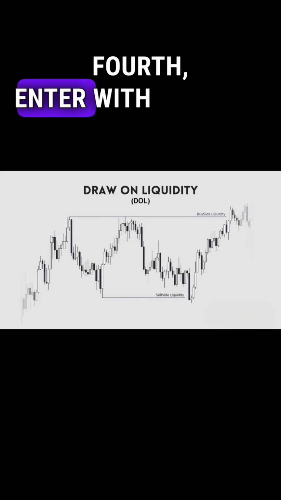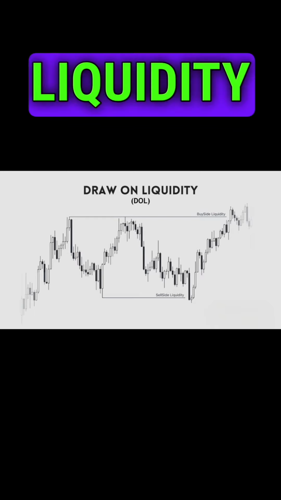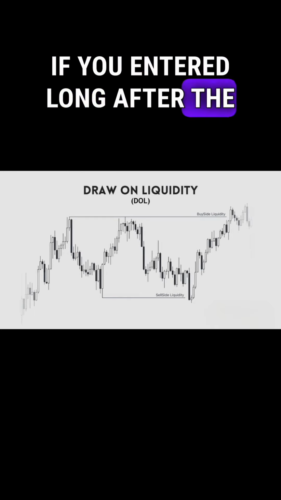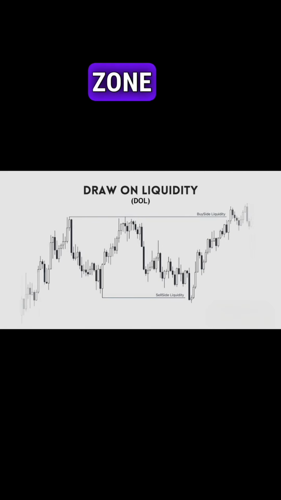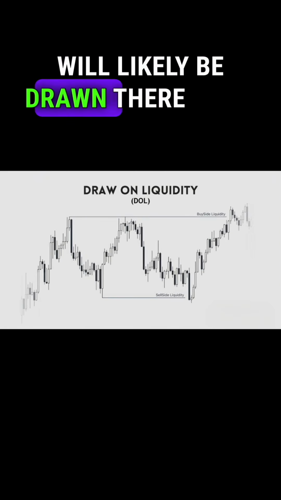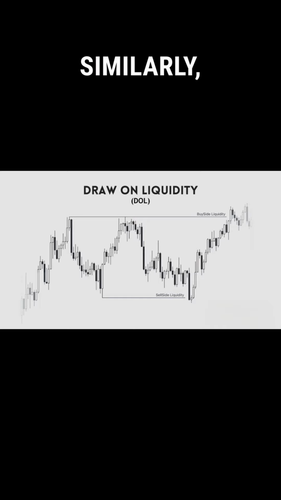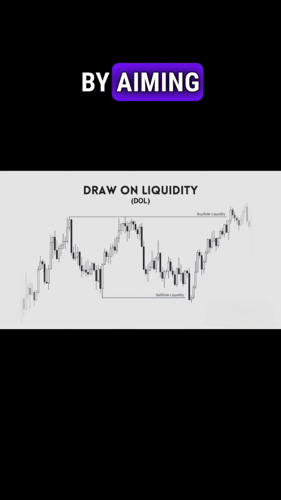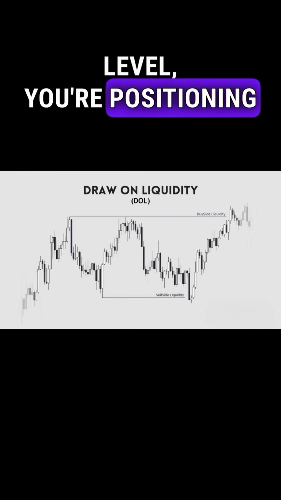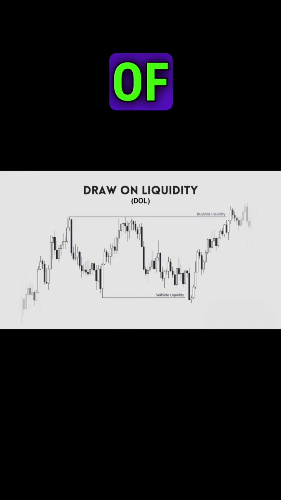Fourth, enter with a target at the opposite liquidity zone. If you entered long after the sell side liquidity grab, set your target at the buy side liquidity zone, as price will likely be drawn there next. Similarly, if you enter short after a buy side liquidity grab, target the sell side liquidity zone. By aiming for the opposite liquidity level, you're positioning yourself to ride the natural draw of the market.